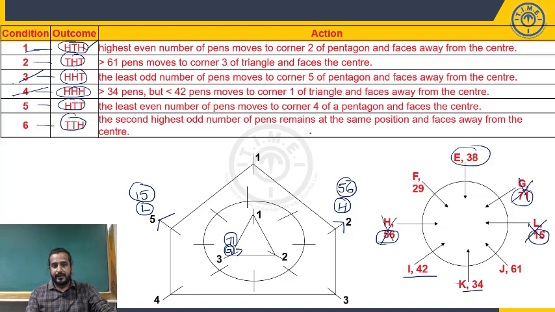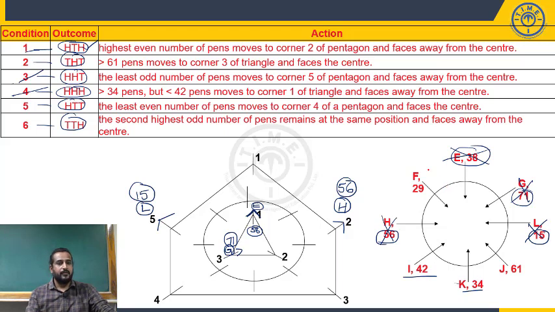Corner 1 of the triangle. Okay, corner 1 of the triangle is this one. Who is that person? E. So E 38 faces away from the center. So the direction is changed, away from the center. Clear? So even E 38 is also removed.